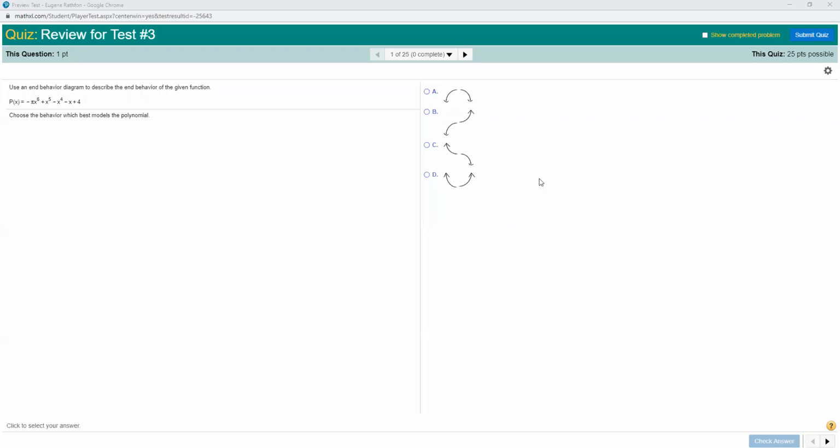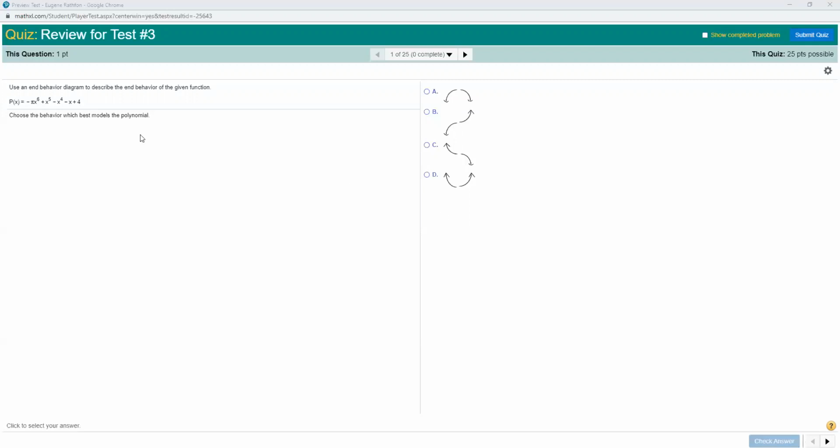All right, so y'all's first question is going to say, use an end behavior diagram to describe the end behavior of the given function. So these four diagrams, A, B, C, and D, those were the four choices we had on a chart we made. We had a chart, we said the degree was even or odd, and then on the side we said was the lead coefficient positive or negative.